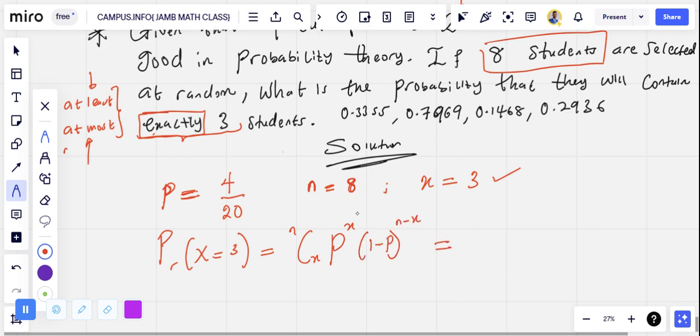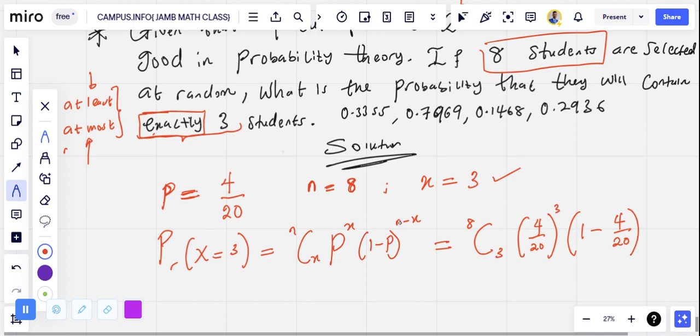Now, why did I use this formula for binomial success? I will tell you. I don't think you can easily see it from this kind of question. But I have N here. N is 8. Combination, what's your X? X is 3. This P here is 4 over 20. Then I'll raise it to what? To X, which is 3. And I'll have this as 1 minus 4 over 20.